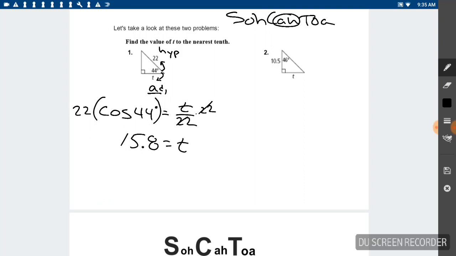And it should make sense to you. If you get a number bigger than 22, you know you did something wrong. 22 is the hypotenuse, so it has to be the longest side. There's little shortcuts like that we'll talk about in class. Let's go to the next one.